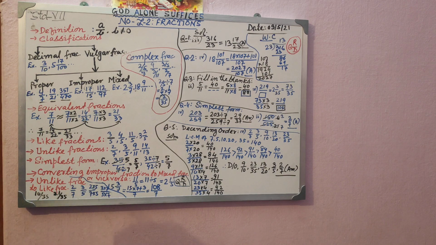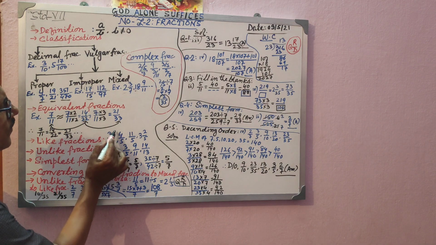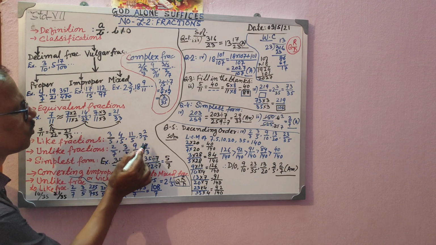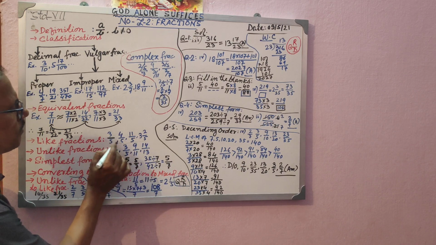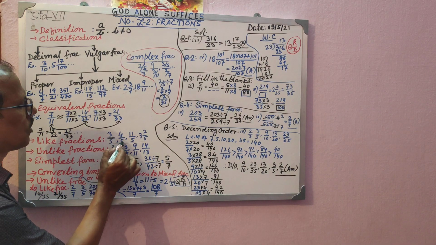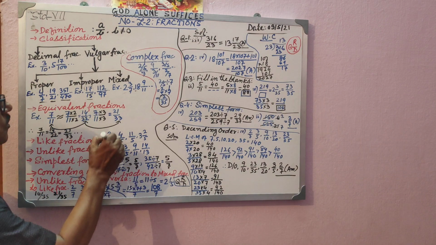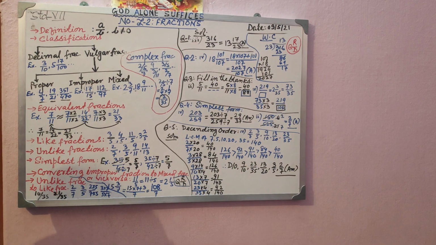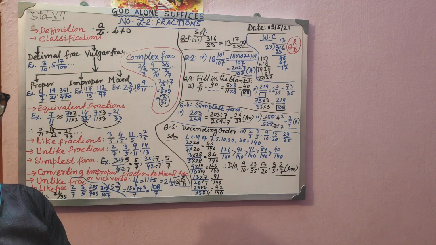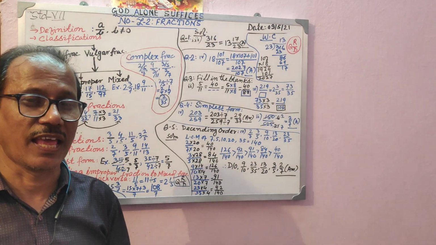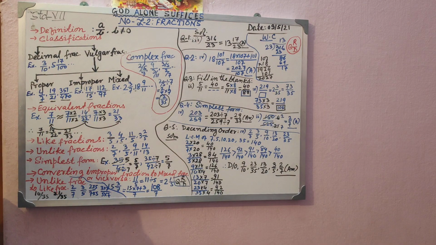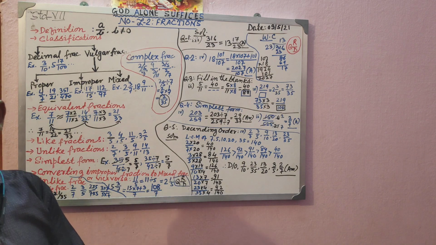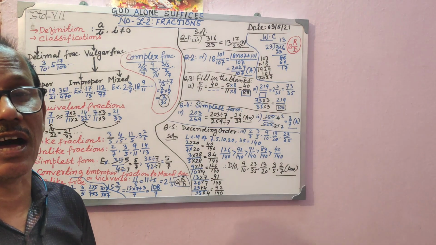Like fractions means like denominators. You see, 3/5, 4/5, 11/5, and 3 whole 2/5. Can you see among these numbers something is common? The bottom part is common. Here is 5, here is 5, here is 5, here is 5, and here is also 5. So denominators are common. All those fractions whose denominators are the same are called like fractions. Remember this, denominator, not numerator. If numerators are the same but denominators are different, they will be considered unlike fractions only.